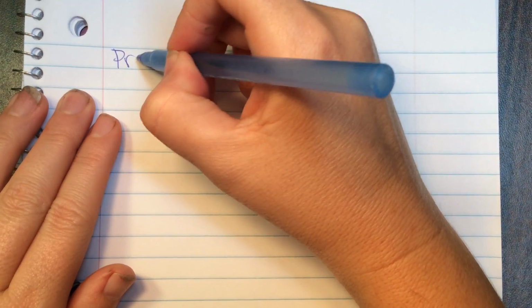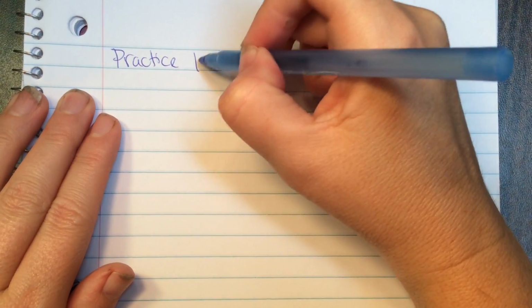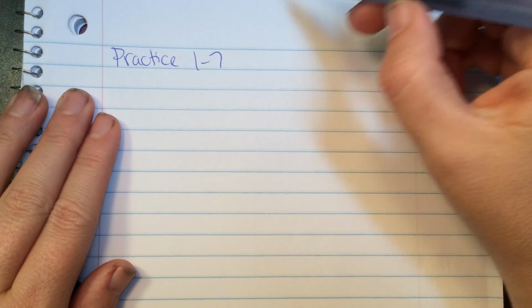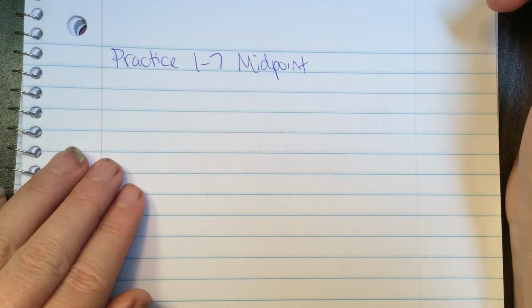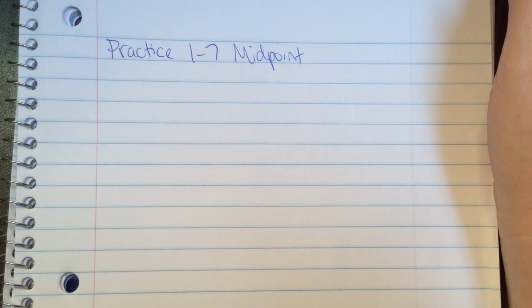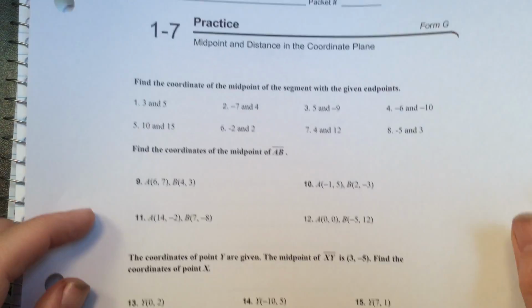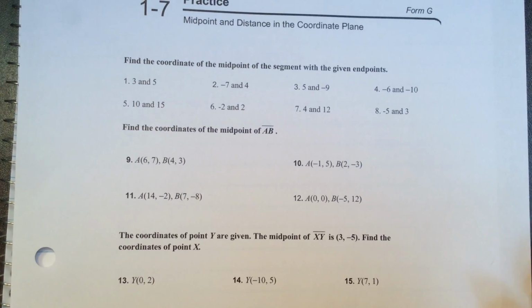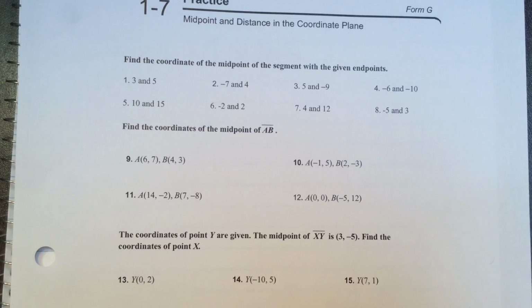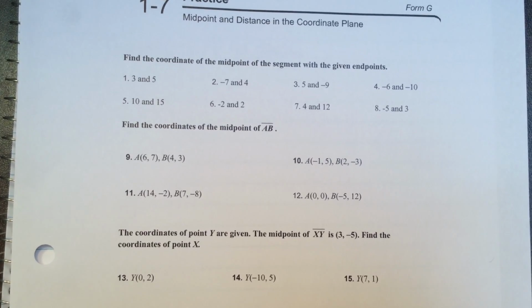All right, this is practice 1-7, and this is focused on the midpoint. All right, so let's just pick a handful of them. There are 20 questions. We'll do 5 together.